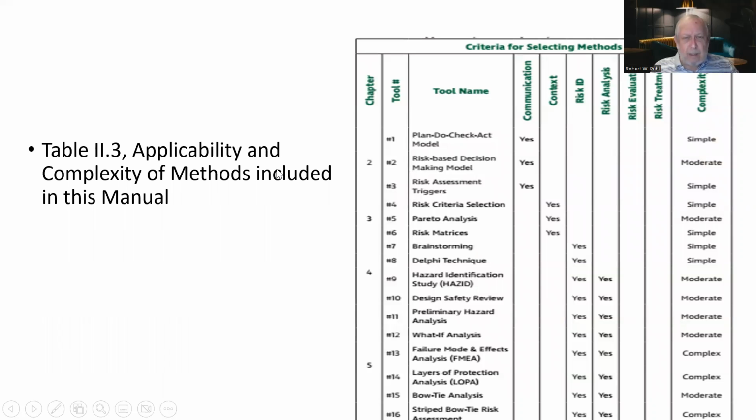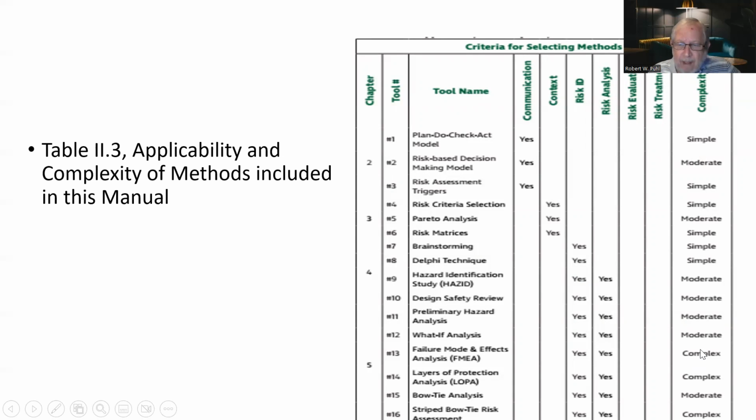Applicability and complexity of methods included in this manual here. Again, like the last one, for this one, plan, do, check, act is the chapter it's in right here. The tool number, they're all numbered in all the chapters. We looked at them. And so communication, context, risk ID, risk analysis, evaluation, risk treatment. And then there's the complexity. Plan, do, check, act model is pretty simple. Risk-based decision-making, moderate. And some things like the layer protection analysis get kind of complex.